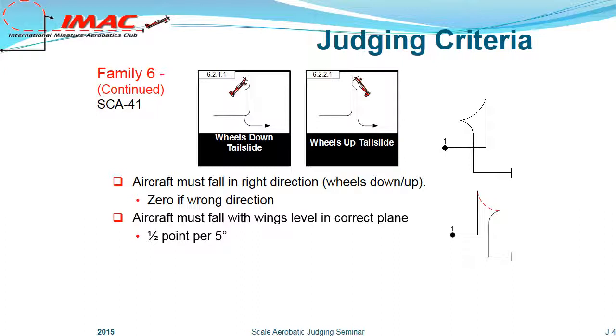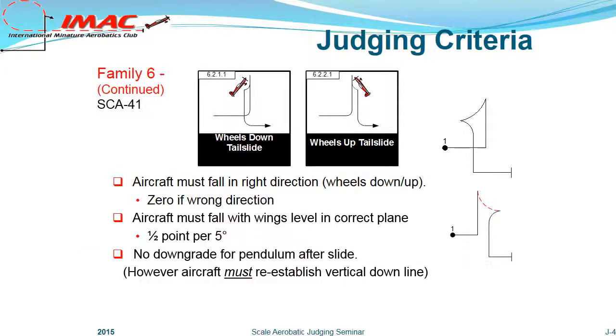The aircraft must fall with wings level in the correct plane. Deviations are downgraded at 1/2 point per 5 degrees. Pendulum movements after the slide has been completed are likely and are not downgraded. The pilot, however, must re-establish a true vertical downline.